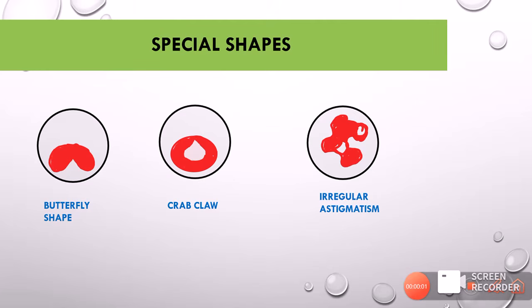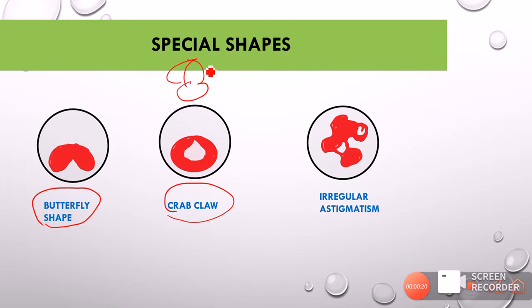Okay, I hope that is clear. Now, after those symmetrical shapes, asymmetrical shapes and the skew shapes, we have certain special shapes, and these special shapes almost always are abnormal. Okay, so we can have a butterfly shape like this, which is looking like a butterfly, or it could look like the crab claws.